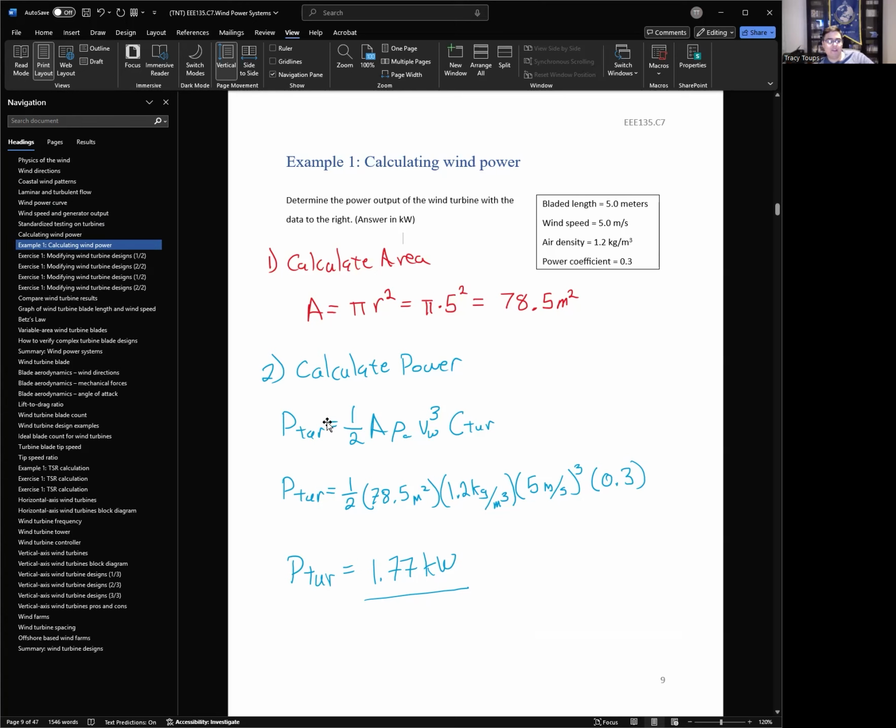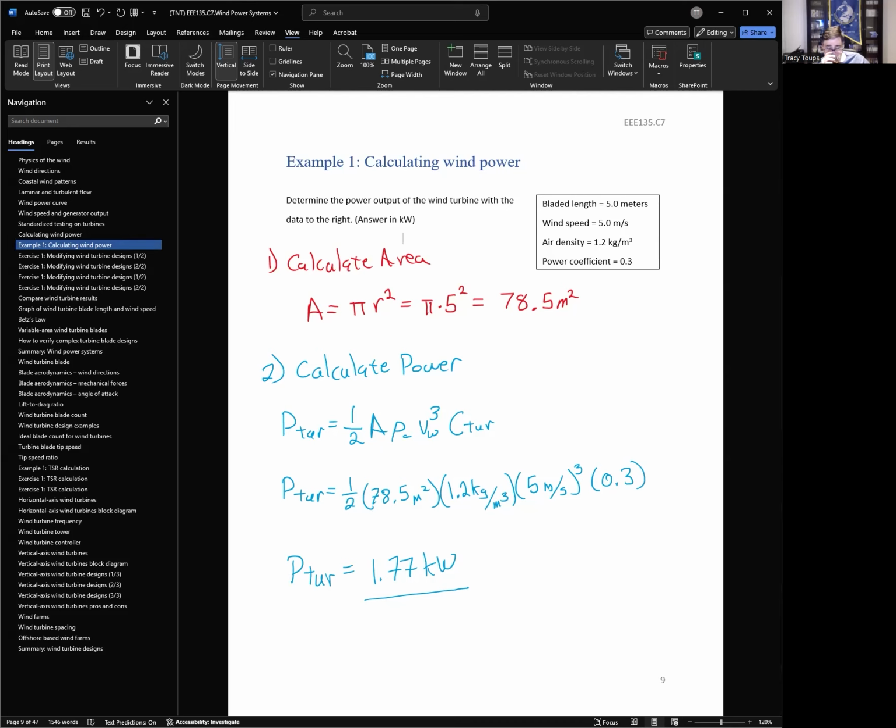Now let's calculate the power. Power of the turbine is 1/2 times the area, which is 78.5 meters squared, which we just got, times the density of the air, which is 1.2 kilograms per meter cubed, times the velocity of the air cubed, so 5 meters per second cubed. Then multiply by the power coefficient, 0.3. You literally just number crunch it on a calculator. I got 1.77 kW. Just to give you some context, 1.77 kW might be enough to power your house. Maybe, maybe not.